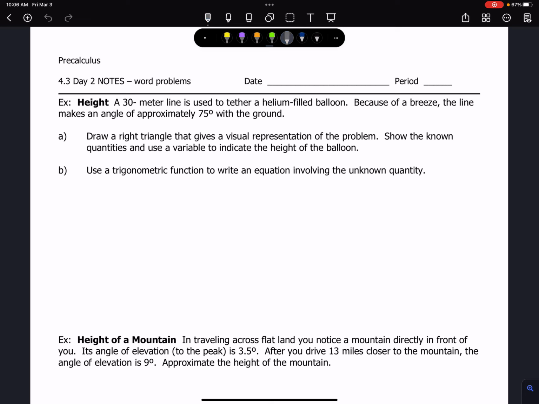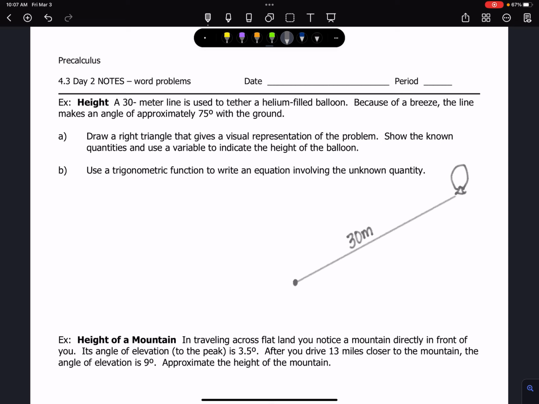So I'm going to draw a picture that gives a visual representation of this right triangle. So we've got this helium-filled balloon. That's a sad-looking balloon. There, that's a better balloon. Usually you've got the string that's just doing this, but because there's a bit of a wind, that 30-meter line that's holding the balloon from flying away is going to be taut and straight. And that's 30 meters right there.